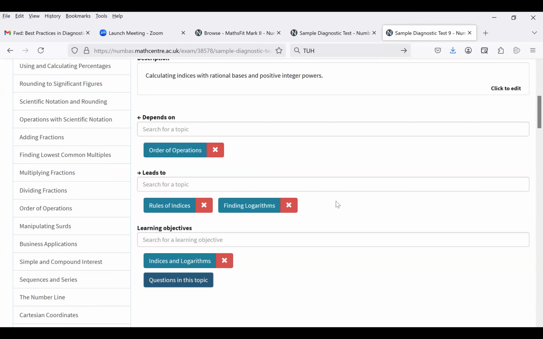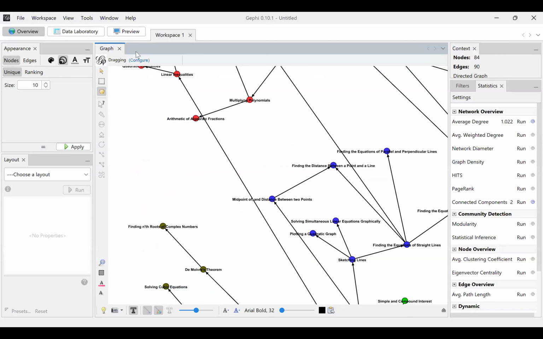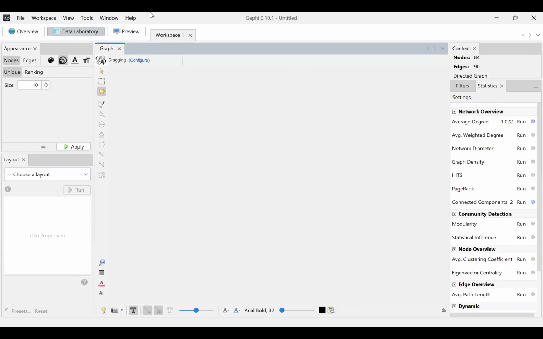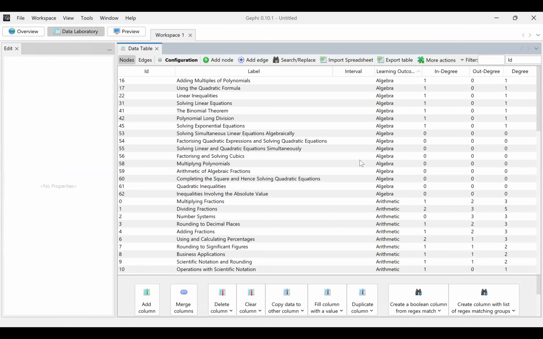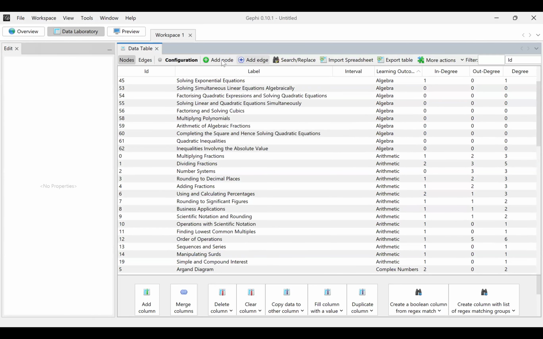And this is all programmed by you. Perhaps Don also told you about Gephi? Did Don tell you about Gephi? Oh, I haven't mentioned that. Gephi is like the modern version of the old school big piece of paper. It's actually a graph theoretic program. What you do is add nodes, which are our topics, and learning outcomes, which are our learning objectives. So you have algebra and arithmetic and complex numbers, and you add your nodes and you add the edges between the nodes.